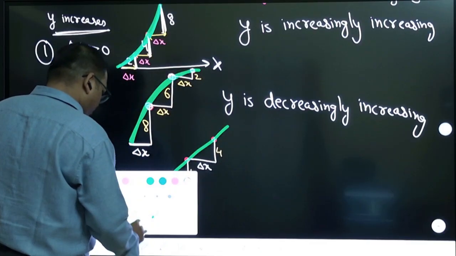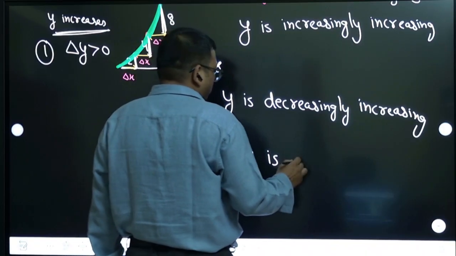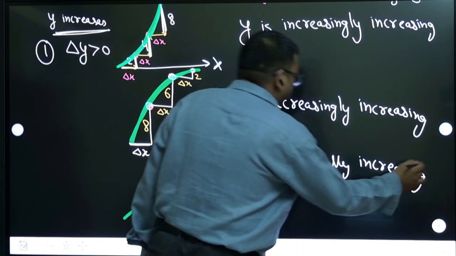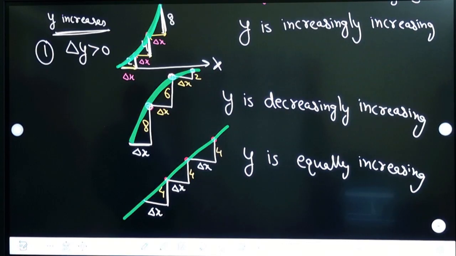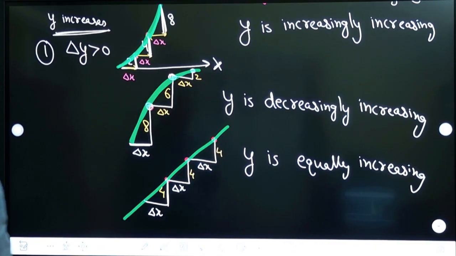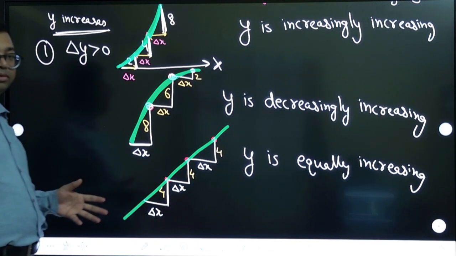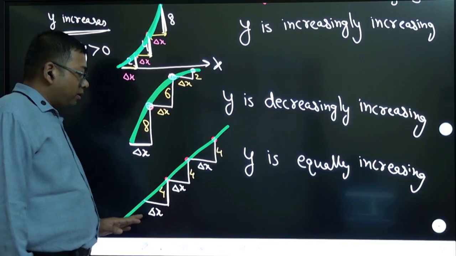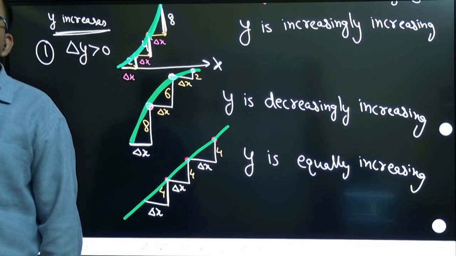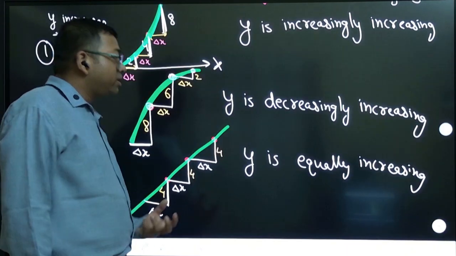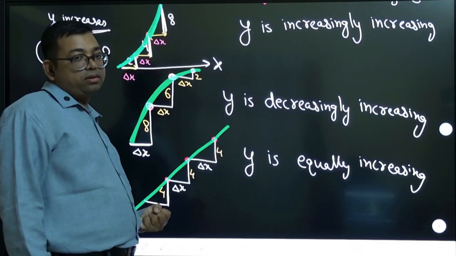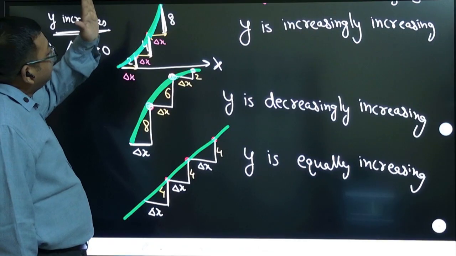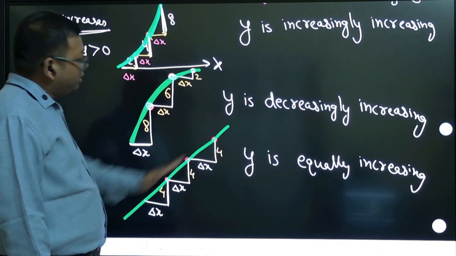So we can say y is equally increasing. These are the three possible increases, right? In the entire world, if a quantity is increasing, these are the only three possibilities. It can increasingly increase, it can decreasingly increase, or it can increase equally, that means at a constant rate. This is very, very fundamental. Whether a student is NEET or JEE, this is the most fundamental concept. So now you can understand what is happening.